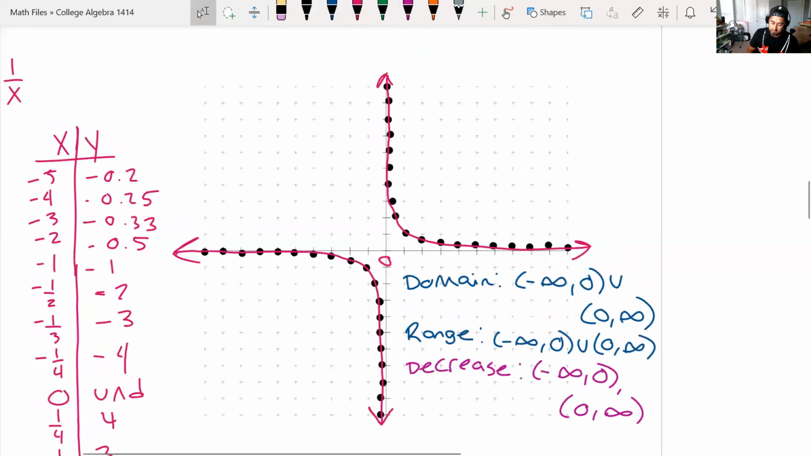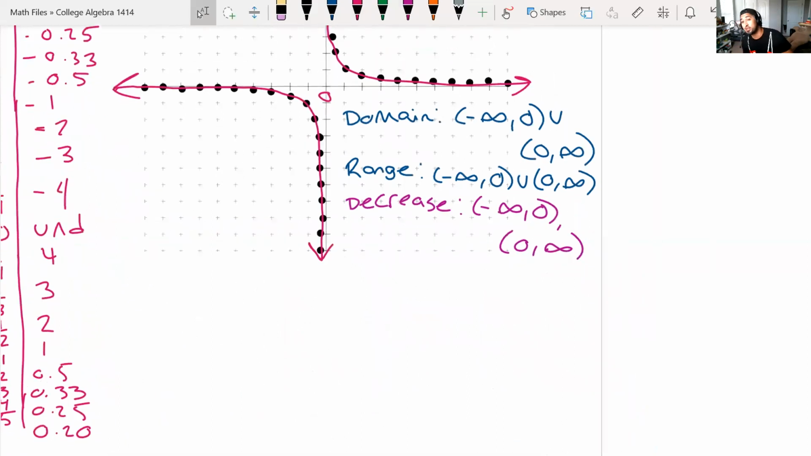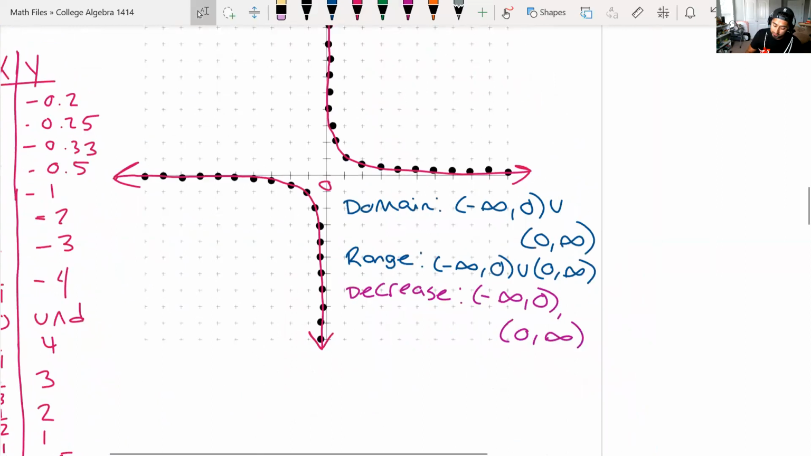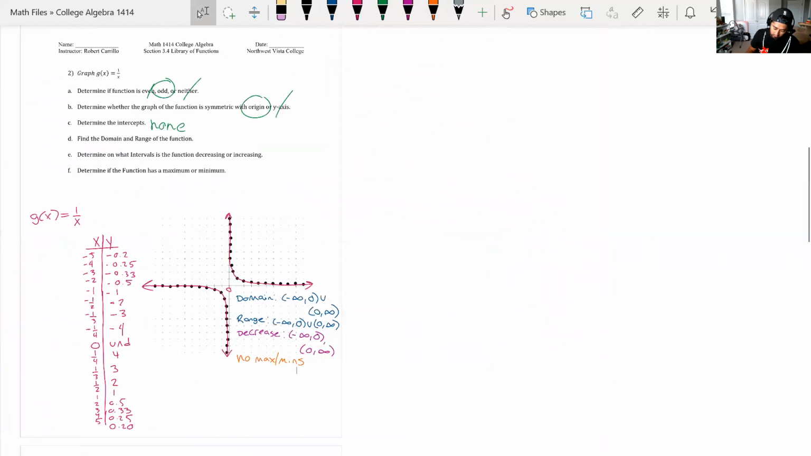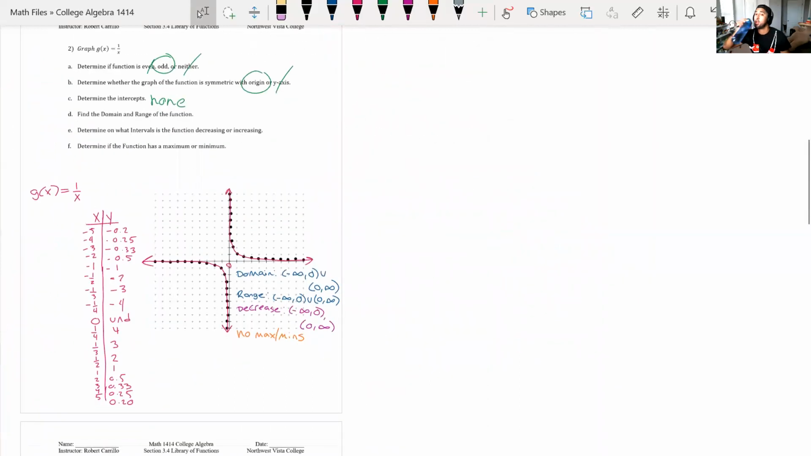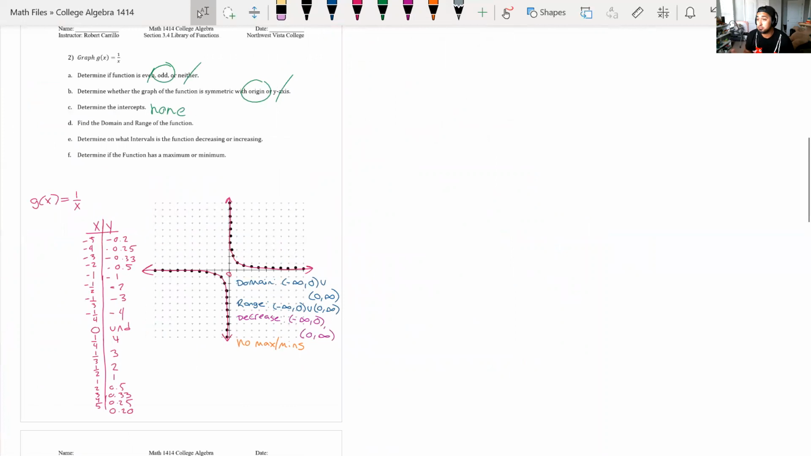All right. And last one is max or minimum. Well, there is no low point and there is no high point, so there are no max or mins for this one. Okay, awesome. So those are just more characteristics of functions. Graph it out. How do you graph one? Pick points. That's all you have to do. Pick points. Okay.